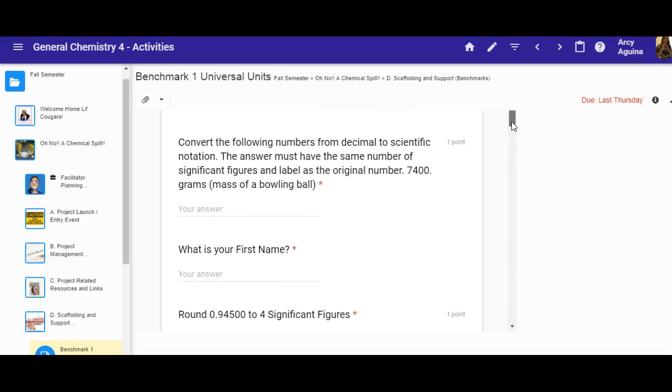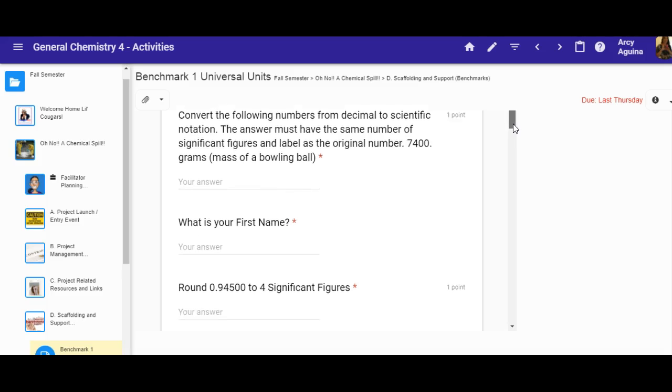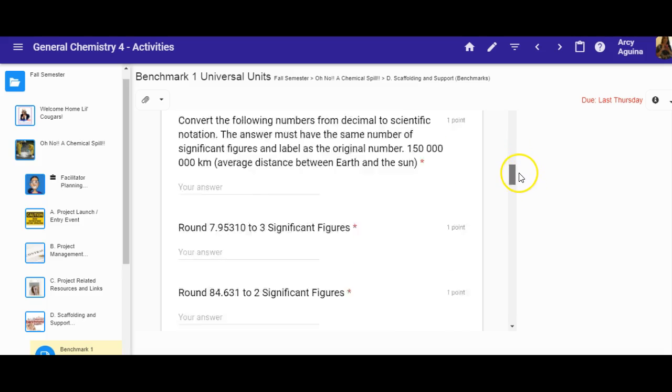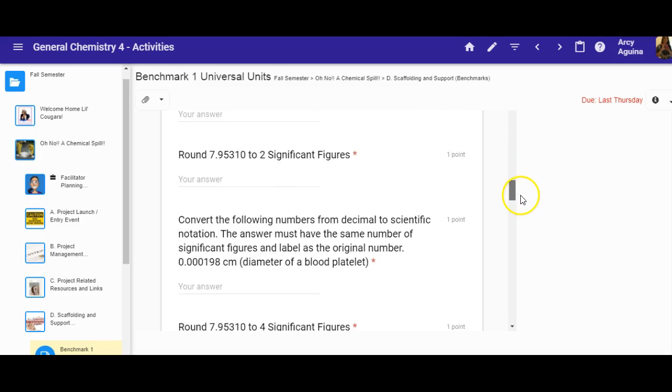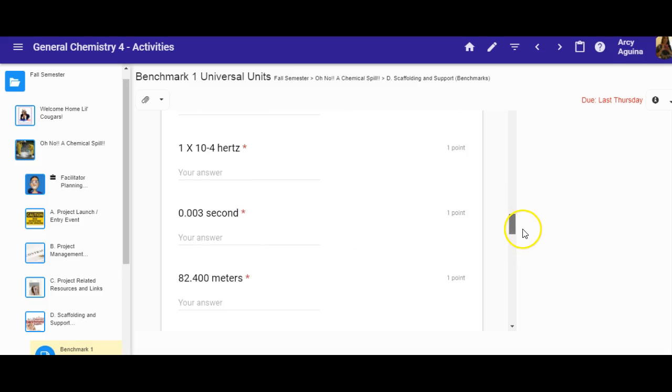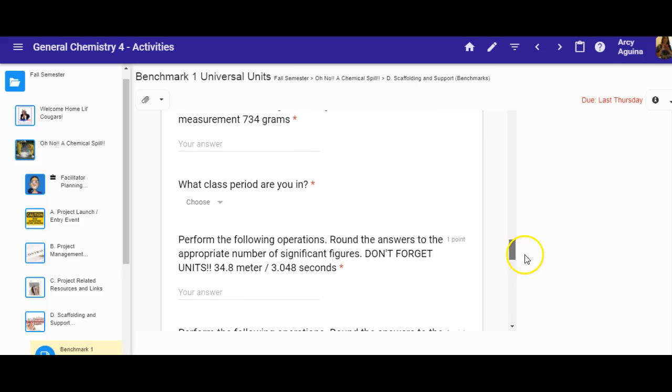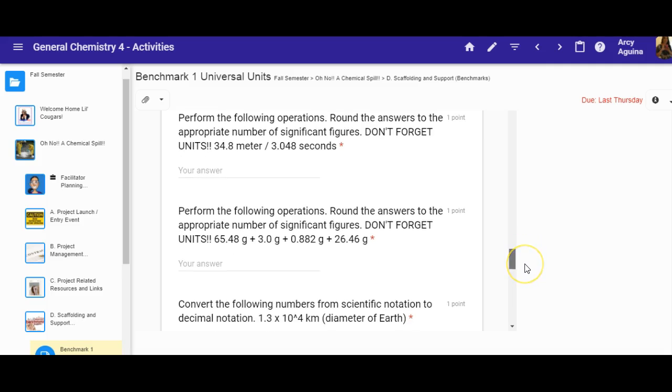Let's see. You also need to know when to change your units. Let me find an example. Let's see, just like this one. This is 34.8 divided by 3.048. Your answer is going to end up with meters per second, and it should be m/s for your units for that one.